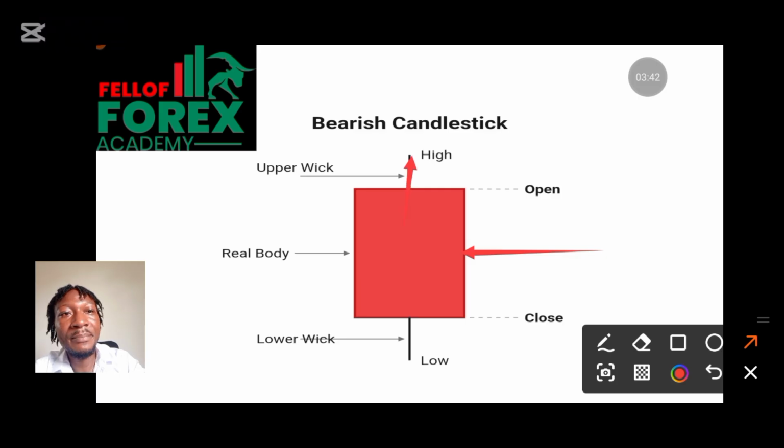This is the highest point price got to, and this is exactly where price opened, which means price opened here, came up before coming back down all the way to the lows. It came down to the lows but closed up a little. So that's why you see the low is down but you have the close up.